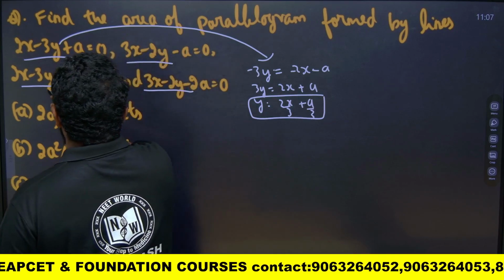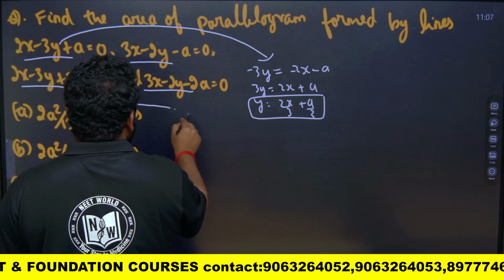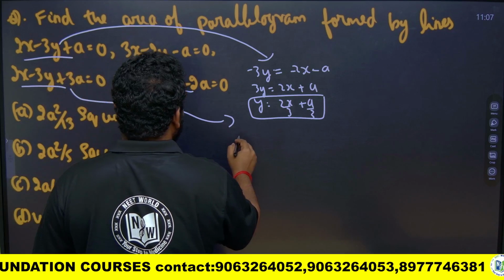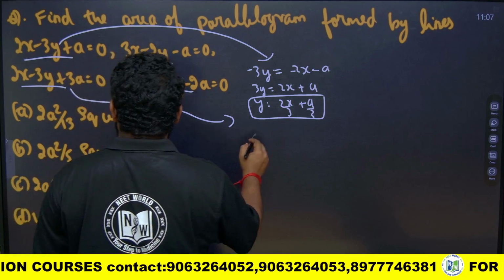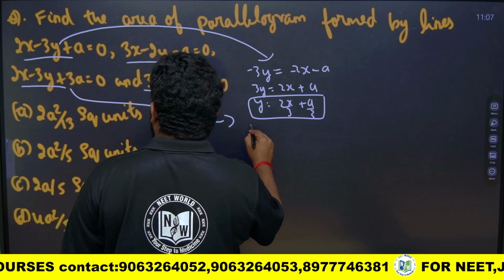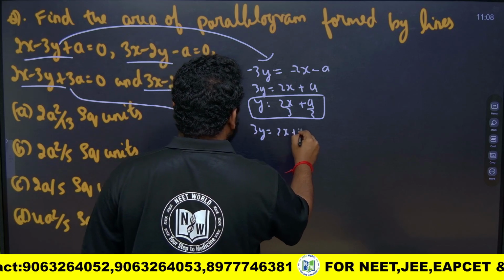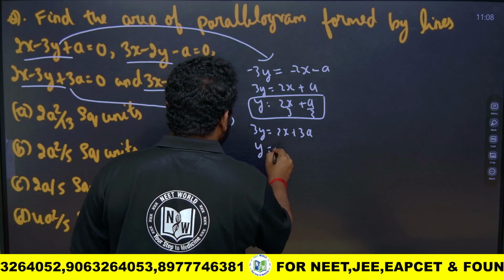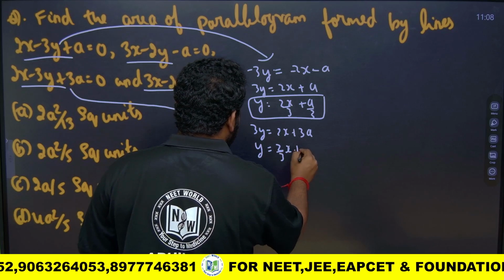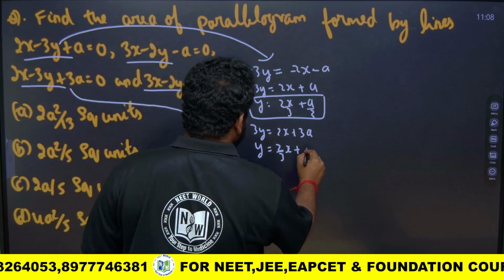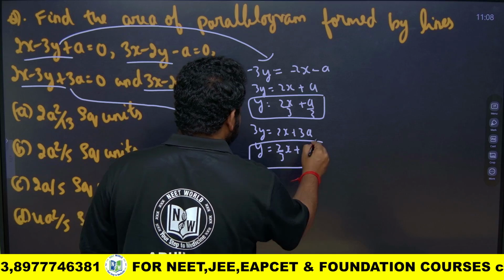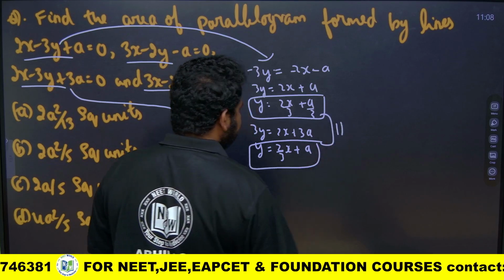Now what about this line? 2x minus 3y plus 2a. Okay, this will become 3y is equal to 2x plus 2a. Okay, y will be equal to 2 by 3 x plus 2a by 3. These two lines are parallel.